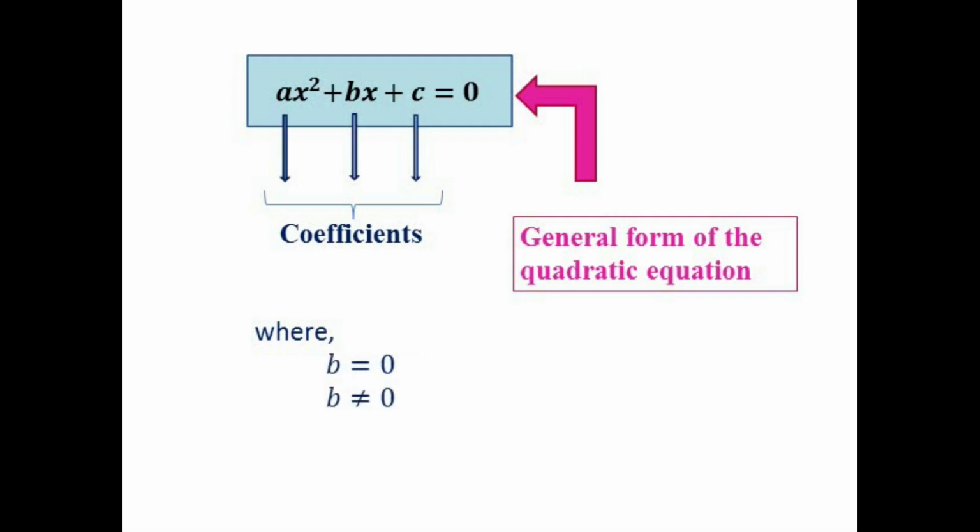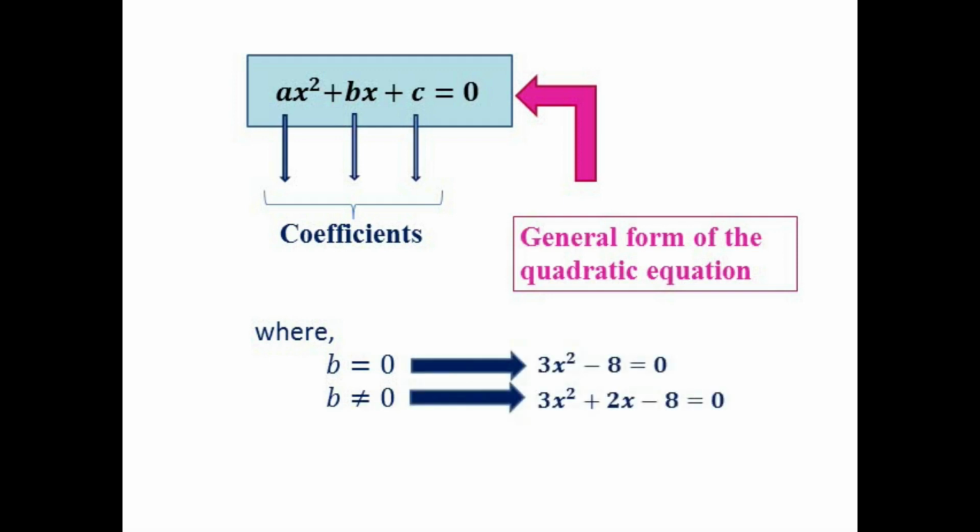Next, we come to the coefficient of x, that is b. Now, for an equation to be a quadratic equation, b may or may not be equal to 0. And we can see the example here when b is equal to 0 and when b is not equal to 0. Both ways, the equation we get is a quadratic equation provided a is not equal to 0, which is the case in both of these examples given.